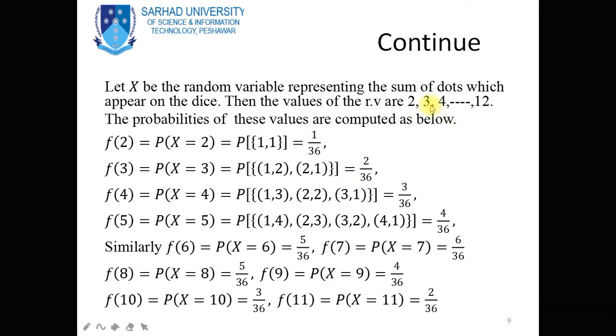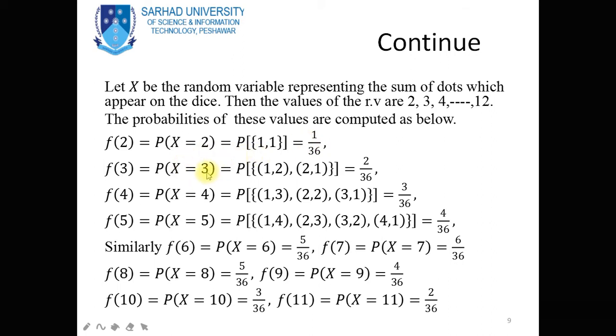So we obtain all these possible values for the random variable: 2, 3, 4, 5, up to 12. Now we can start with the value of the random variable X equal to 2. The sum of darts equal to 2. In this case we have only one outcome, so the probability is 1 over 36.